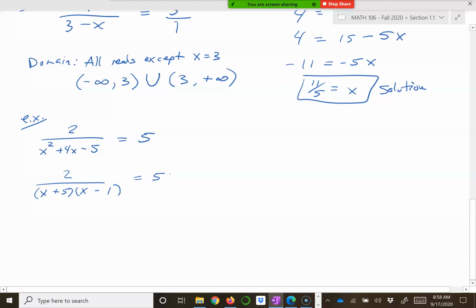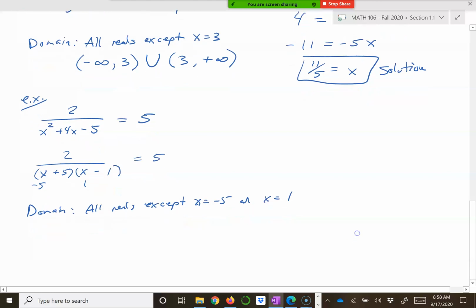Okay, so now we know the two possible terms to make the denominator equal zero, right? If x is negative 5, clearly we're going to have a 0 in the denominator. Or if x is 1, right? So the domain here is going to be all reals except x equals negative 5 and x equals 1.